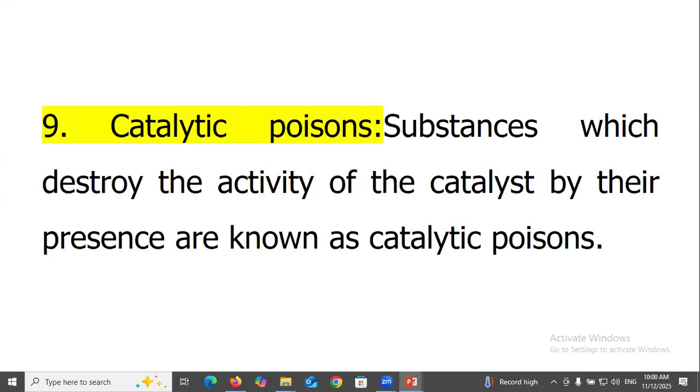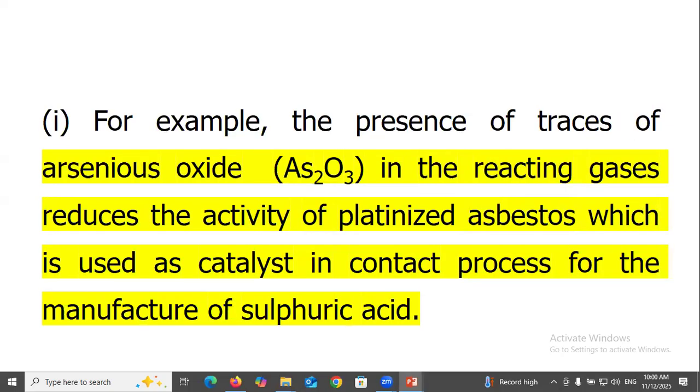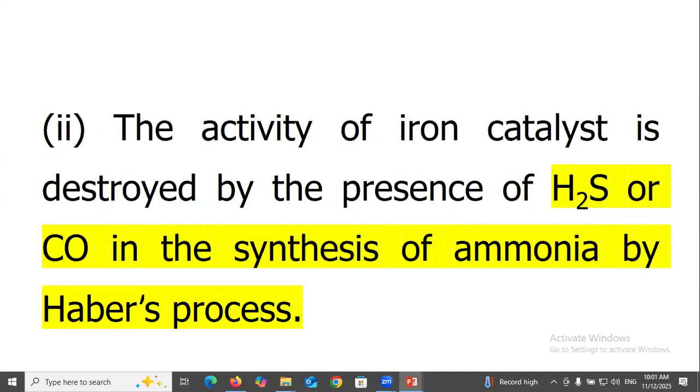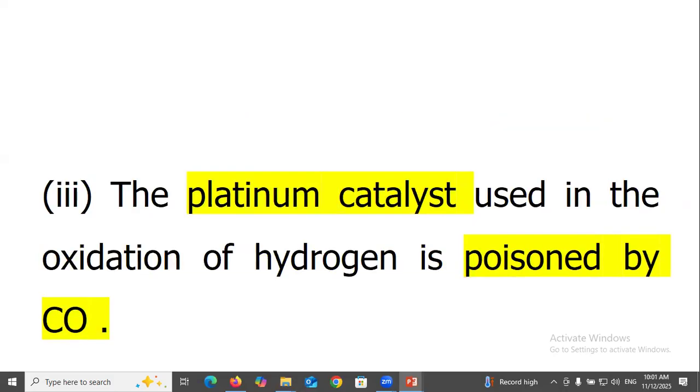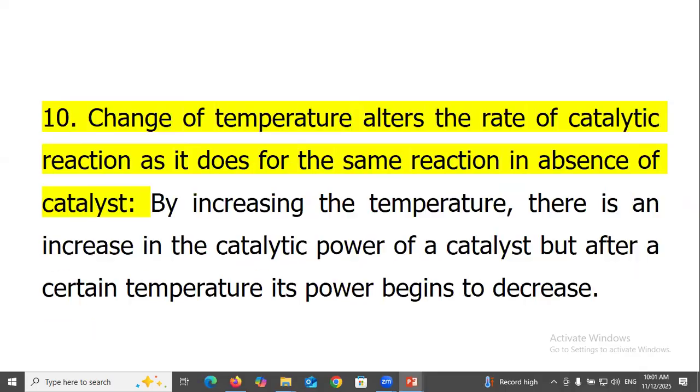Catalytic poisons are substances which destroy the activity of catalysts by their presence. For example, traces of arsenic oxide in the reacting gases reduce the activity of platinized asbestos, which is used as catalyst in the contact process for the manufacture of sulfuric acid. The activity of the iron catalyst is destroyed by the presence of hydrogen sulfide or carbon monoxide in the synthesis of ammonia by Haber's process. The platinum catalyst used in the oxidation of hydrogen is poisoned by carbon monoxide.